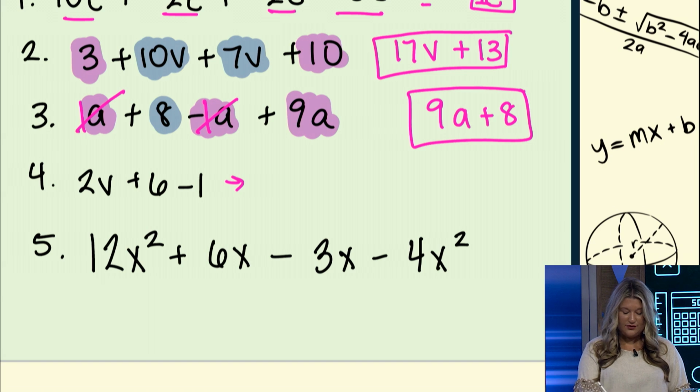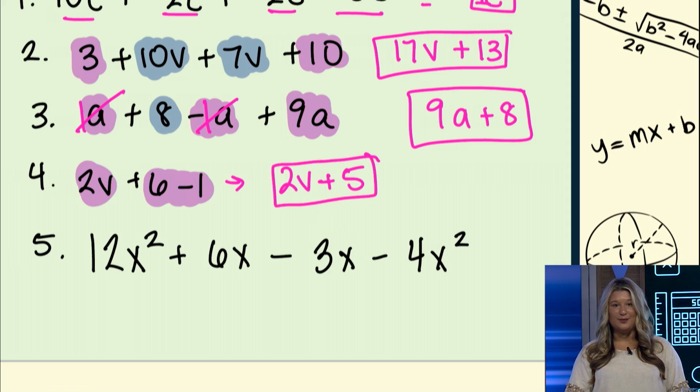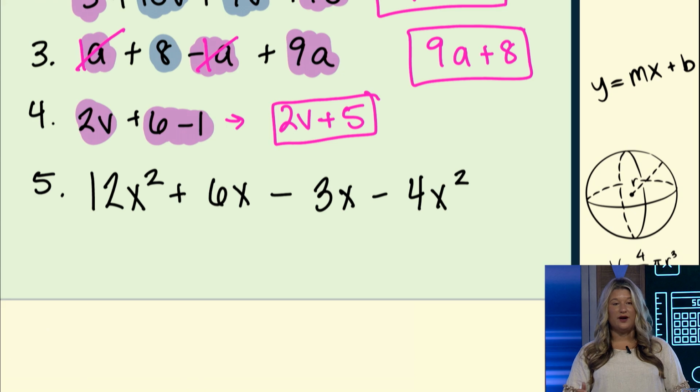Okay, so 2v is our only term here. And then our other terms are 6 minus 1, and we get 5, or positive 5. Okay, simple. Now here is where we start dealing with exponents.